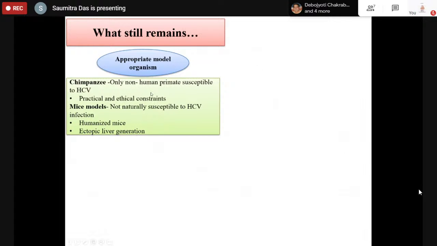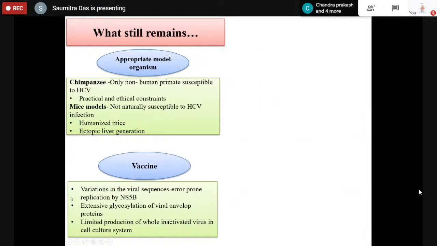We don't have an appropriate model for hepatitis C virus research. Only non-human primate, as I told you, with practical and ethical constraints with chimpanzee use. So now it is stopped worldwide. They are not naturally susceptible to hepatitis C infection. So people are now falling back on humanized mice or ectopic liver generation. Vaccines, still there are no vaccines, although we are trying VLP. There are other vaccines in different stages of trial, but none of them has come to the commercialization stage yet.